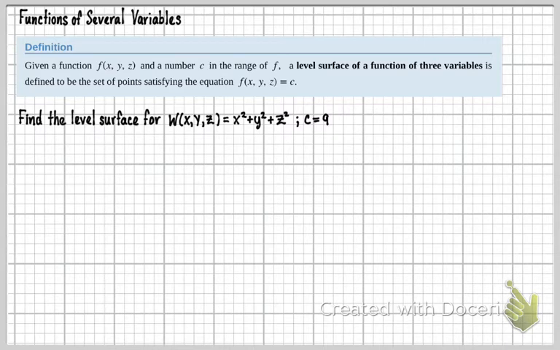So notice here in this problem below, it says find the level surface for w equals f of x, y, z equaling x squared plus y squared plus z squared, and c is equal to 9. So again, this is a four-dimensional function that we're dealing with here. And what we're going to do is look at a level surface in R3. So again, we lose a dimension.